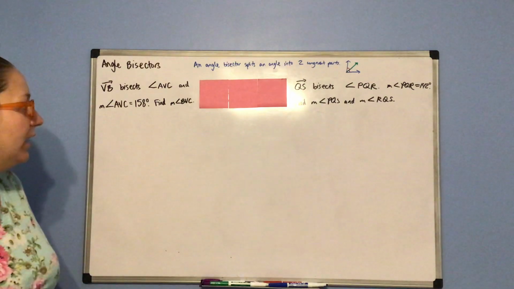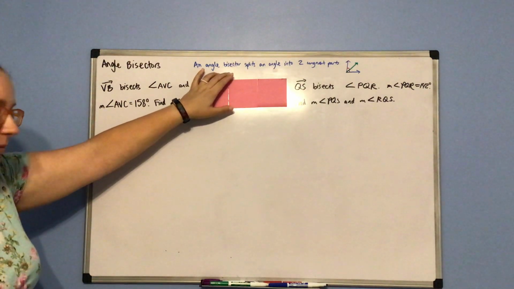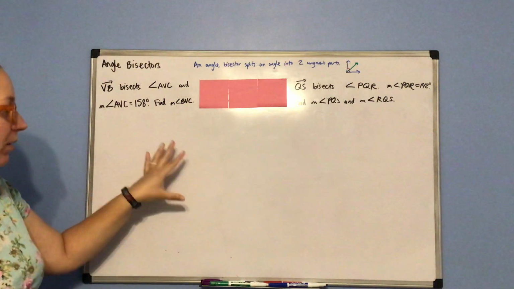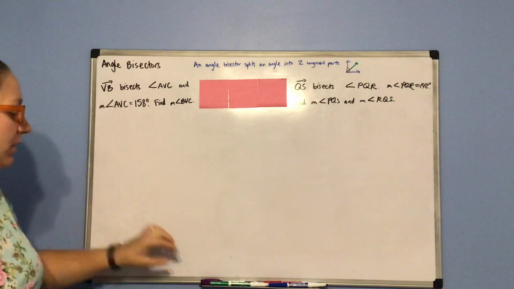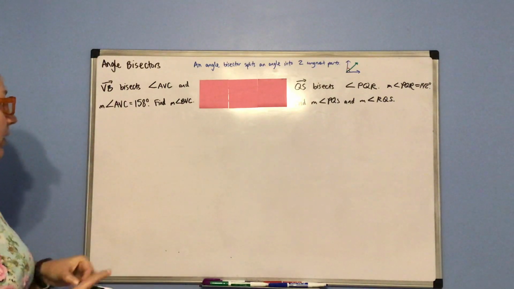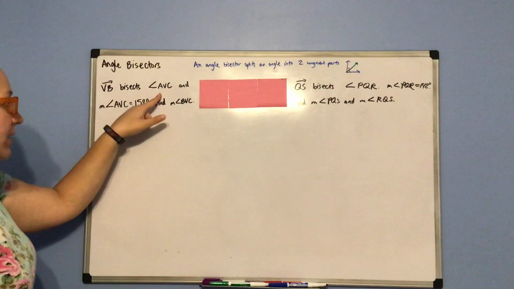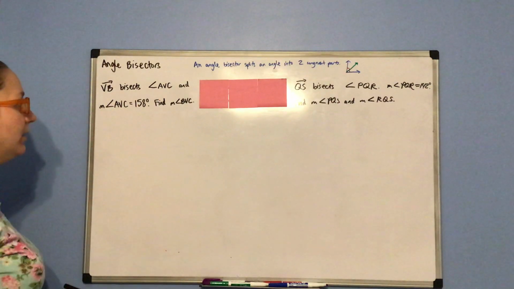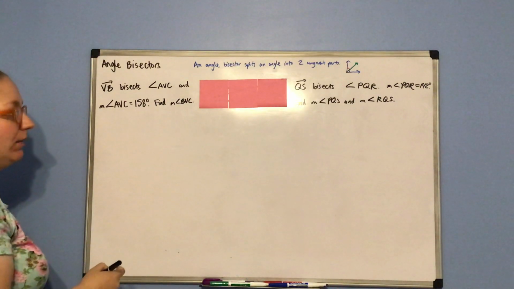So what we're going to focus on today is using what that word bisector means in order to find some missing information. For these first two, a picture is not given, but we can easily draw one from what we are given in words. So let's take a look. Ray VB bisects angle AVC, and the measure of angle AVC equals 158 degrees. They want us to find the measure of angle BVC.